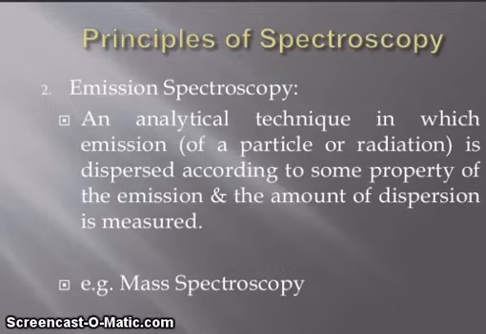Emission spectroscopy is an analytical technique in which emission of a particle or radiation is dispersed according to some property of the emission and the amount of the dispersion is measured. Example, mass spectroscopy.